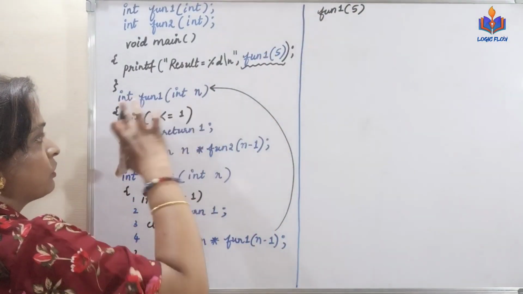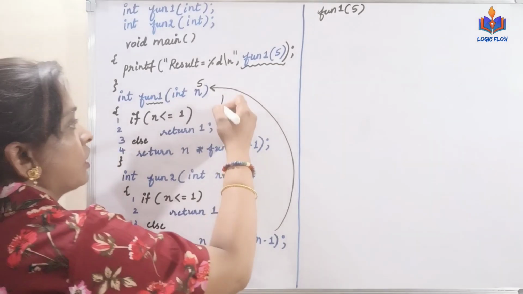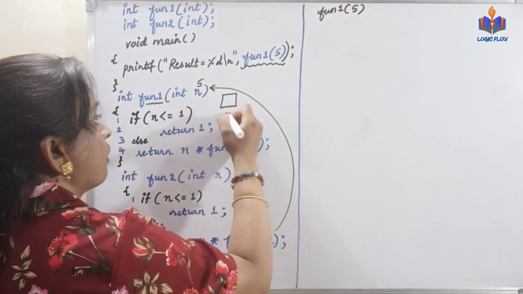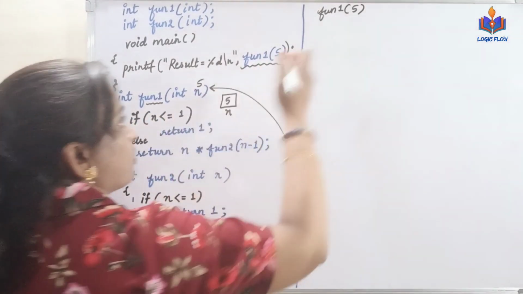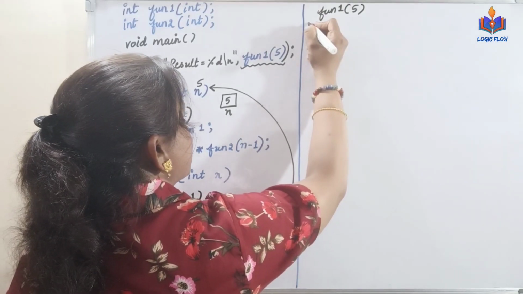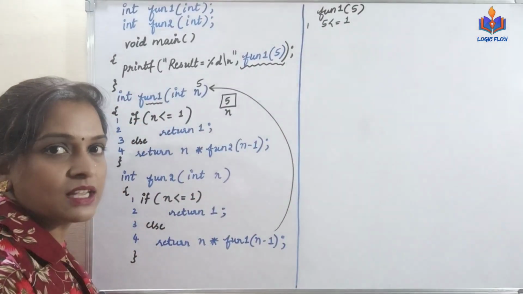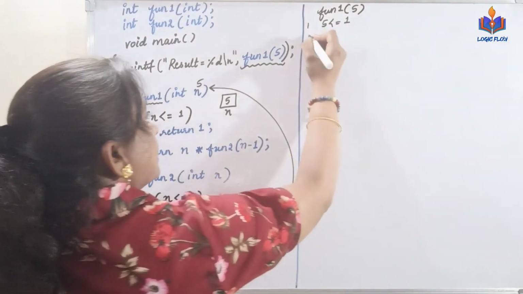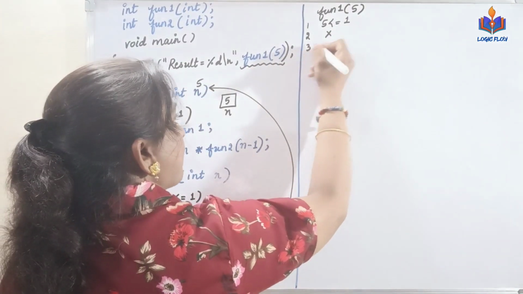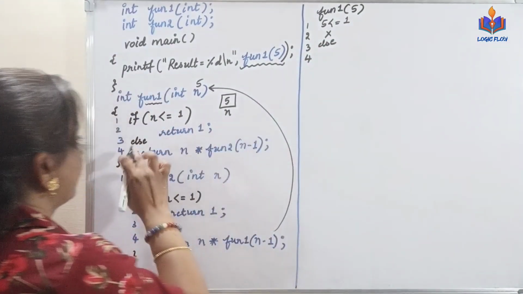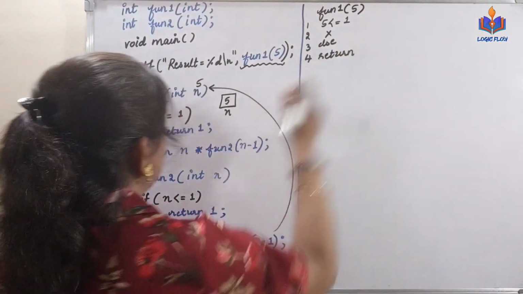So immediately I will come to this function 1. N is receiving how much? It is 5. So this is the actual argument and this is the formal argument which is receiving the value 5. If n less than or equal to 1, what is the value of n? It is 5. The first statement I am executing, 5 less than or equal to 1. Is 5 less than 1? No. Condition not satisfied. Statement 2, that is return 1, will not be executed. I will come to the else part.